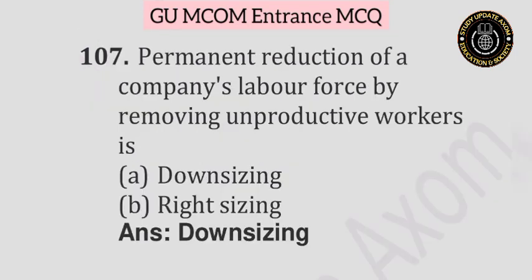Last question of today's video. 107. Permanent reduction of a company's labor force by removing unproductive workers is option A downsizing, option B rightsizing. Answer is downsizing. This video covers MCQ of Management Principles and Applications for MCom Entrance under Gauhati University.